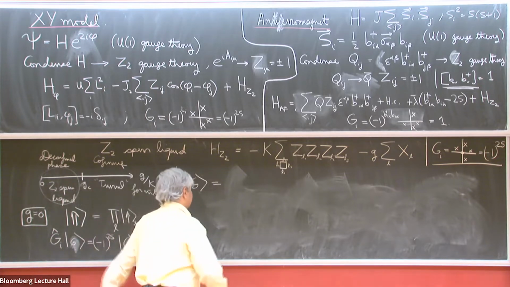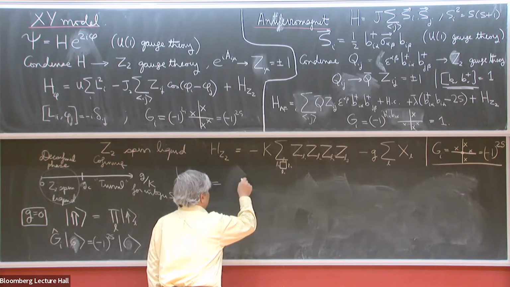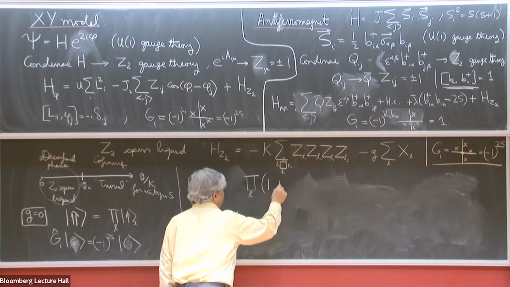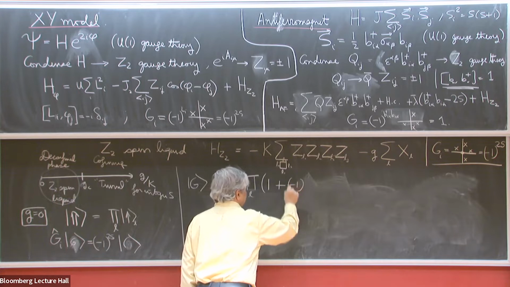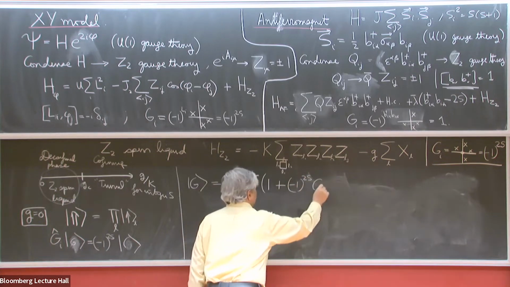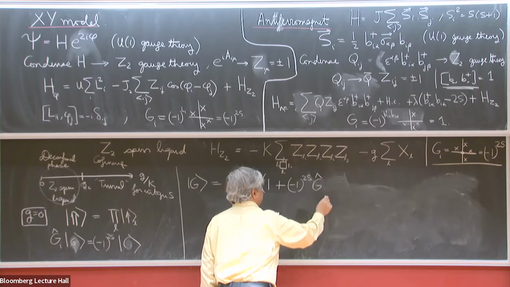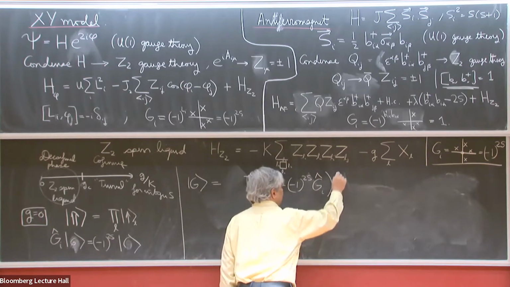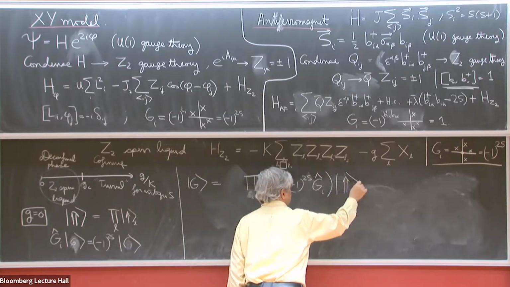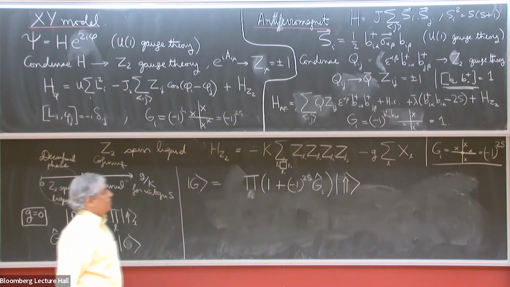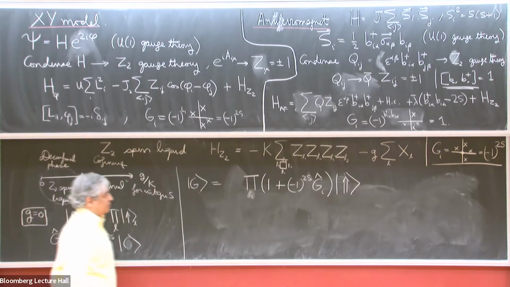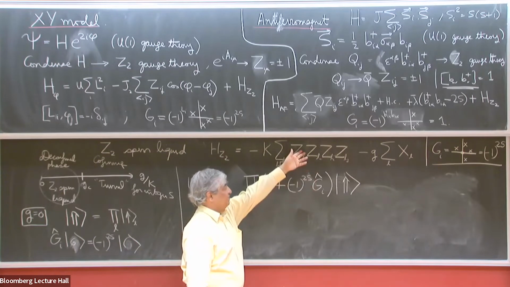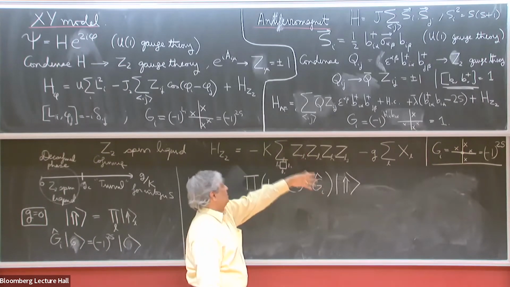Okay, so the actual ground state, it's easy to write this down. It's the product on all links of 1 plus (-1)^(2s) of G hat on every site, so product on every site, sorry, acting on all spins up. So first of all, it's easy to check this is an eigenstate because the G commutes with this term, so it doesn't do anything, you can just take it right through.